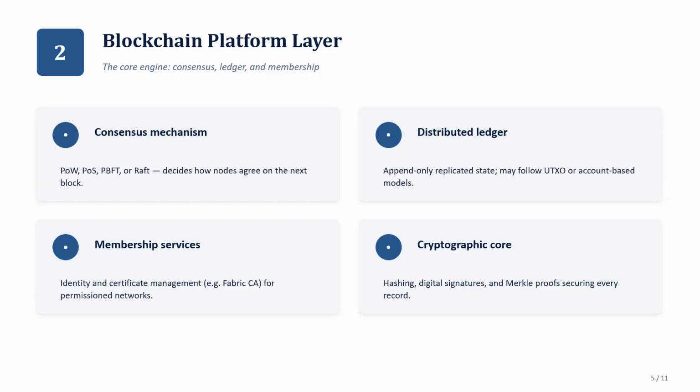Next, we are going to look at the blockchain platform. This is the engine room. Here, the consensus mechanisms happen: PoW, PoS, PBFT, Raft, whichever fits your trust model. Then the distributed ledger, which holds the replicated state. Then the membership services, used for managing certificates and identity for permissioned networks. Then the cryptographic core: hashing and digital signatures underpinning all of it.